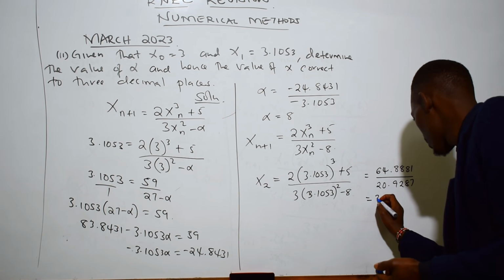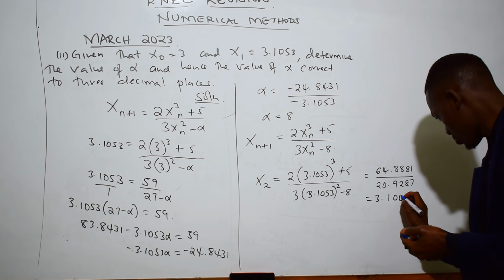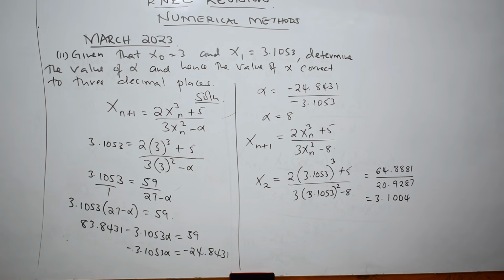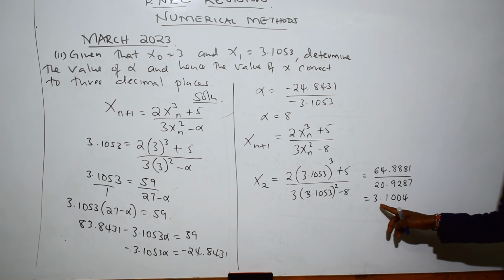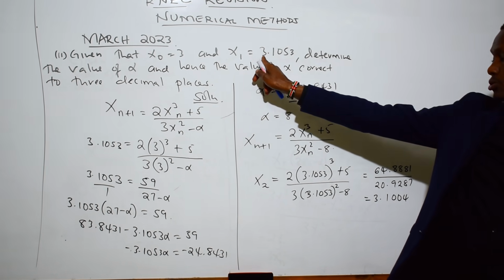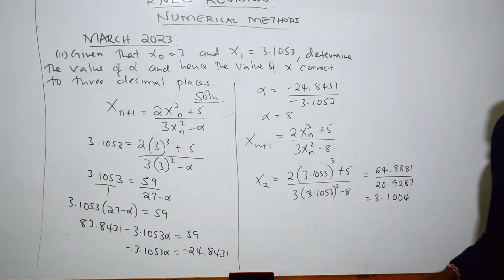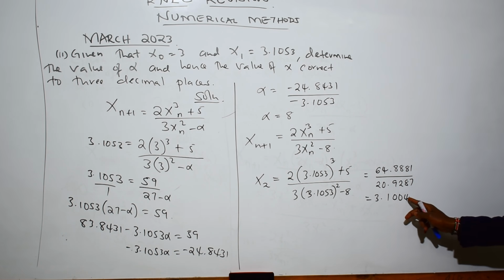So this value here will be 3.1004. Now, remember what you're supposed to be doing. The correct answer for x will be gotten by getting a value of x which is repeating itself. So our x1 was 3.105. Now, in our case here, we shall have 3.10. When you round this one off, again, it is 3.105.